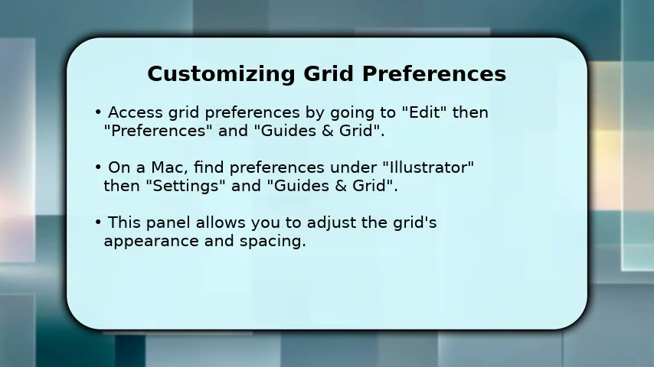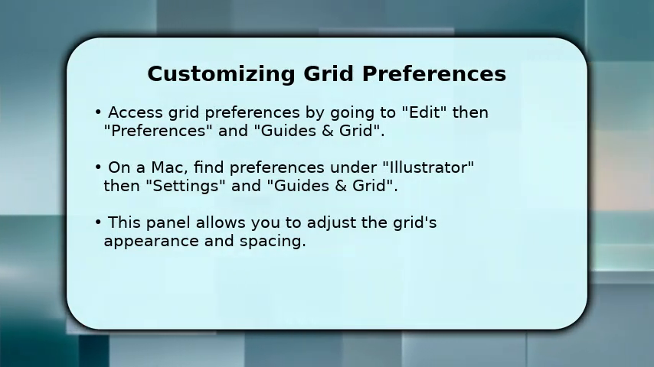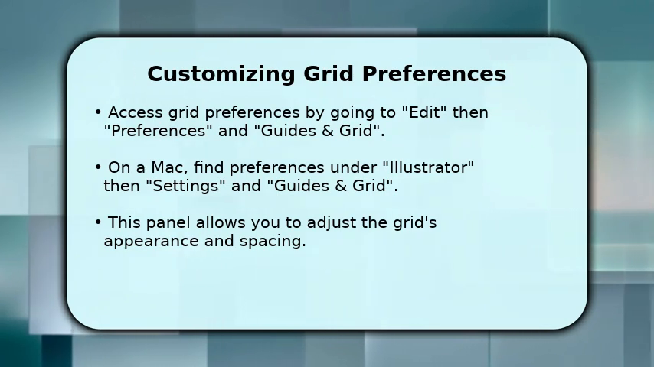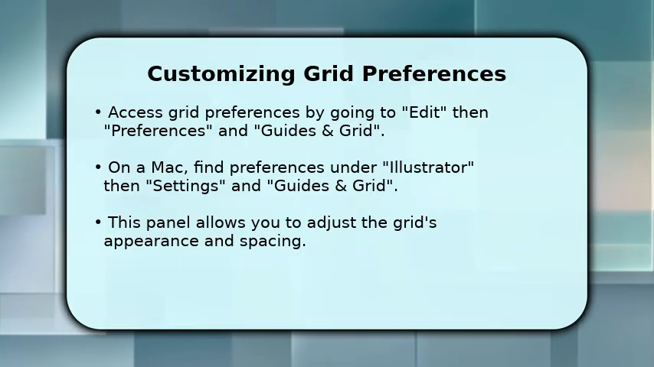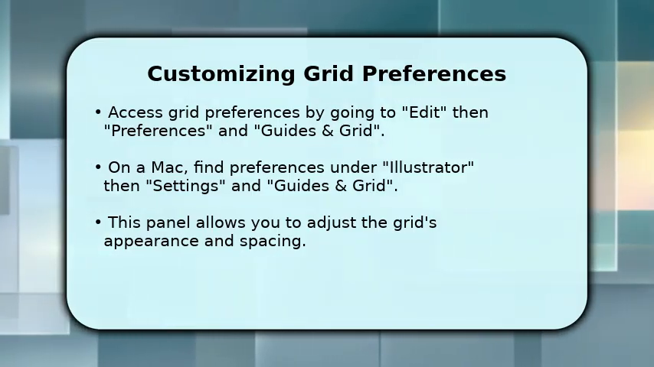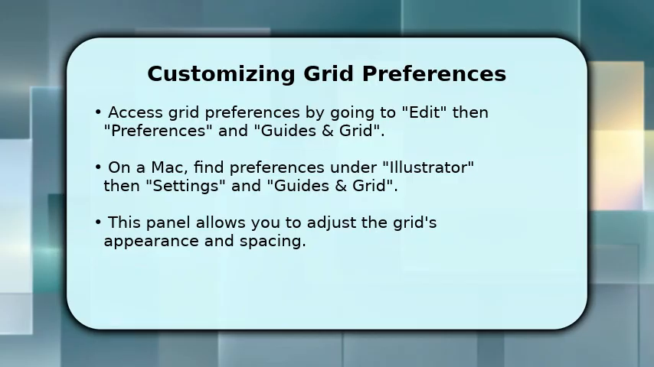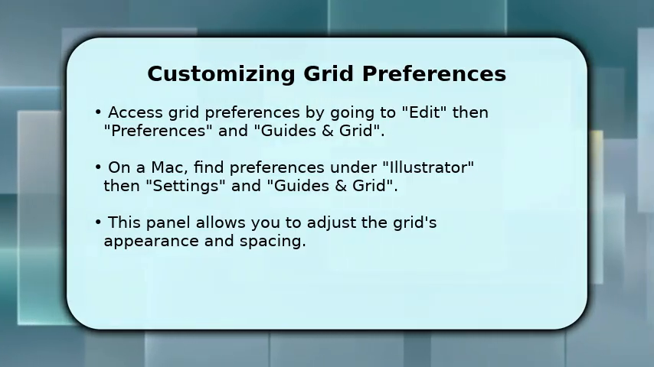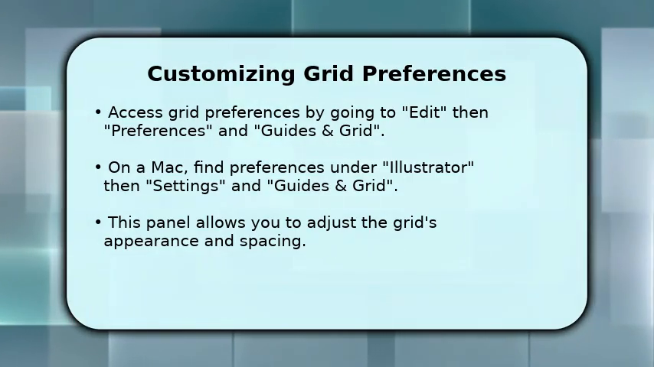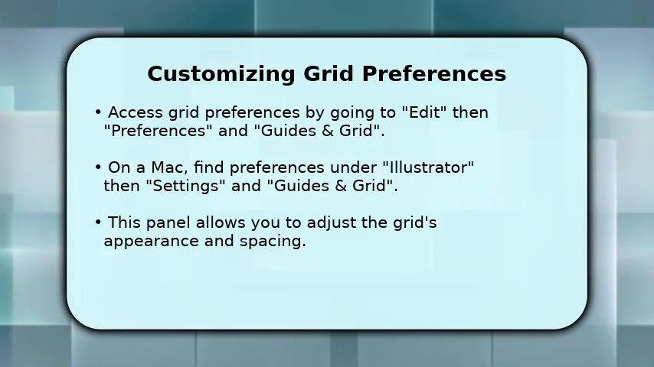Now, let's dive into customizing your grid. To do this, go to Edit, then Preferences, and finally Guides and Grid on Windows. If you are on a Mac, you will find this under Illustrator, then Settings, and Guides and Grid. This panel is where all the magic happens for tailoring your grid exactly how you need it. It is a crucial step for precise design work.